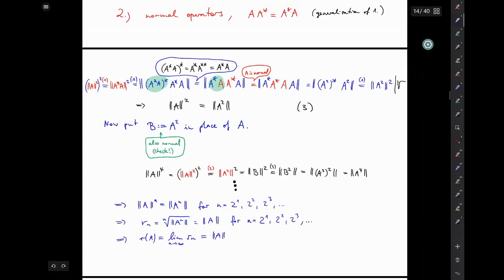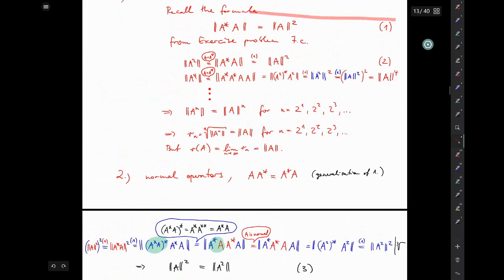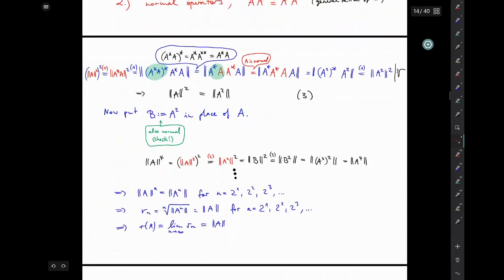Excellent. Job done. Now you see that's what you call algebra. You're just playing around like a child with a's and stars, and you're using actually only one rule, which is this, until you prove something substantial.